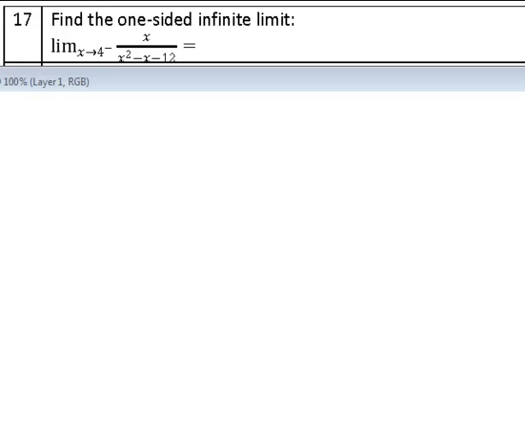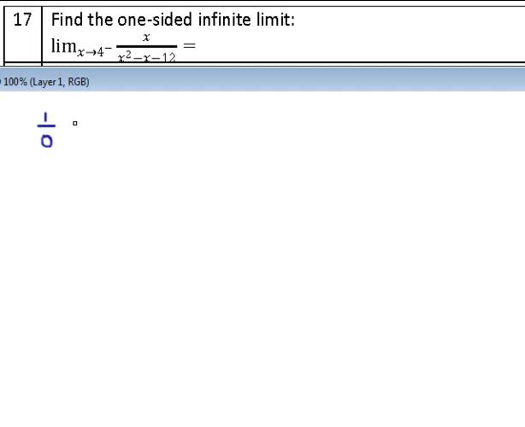In number 17, we're looking at a one-sided infinite limit. Now, why is this an infinite limit? Because when we substitute in 4 into the function, on top we get something non-zero, and in the denominator we get 16 minus 4, that's 12. 12 minus 12 is 0. So we get something non-zero over 0. So I call this a 1 over 0 limit.